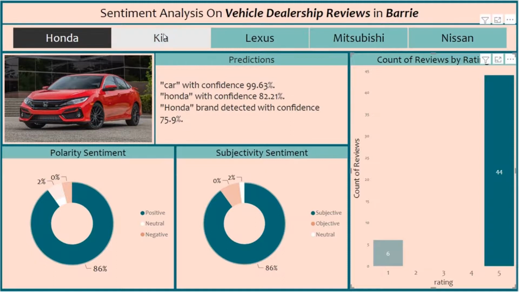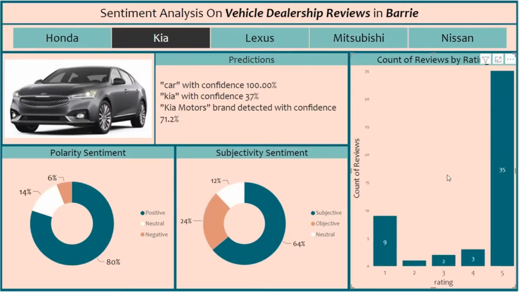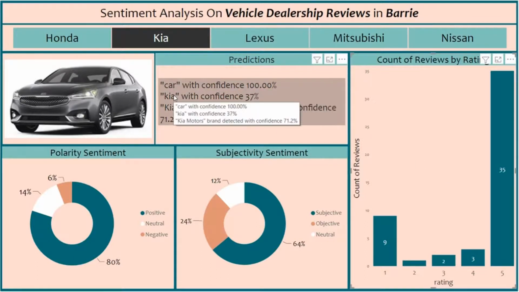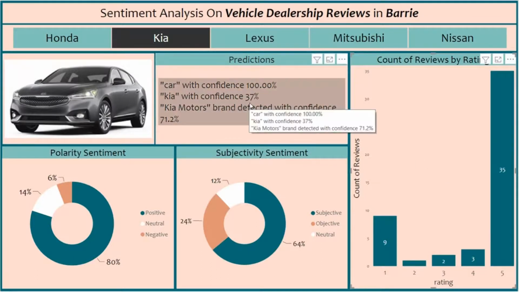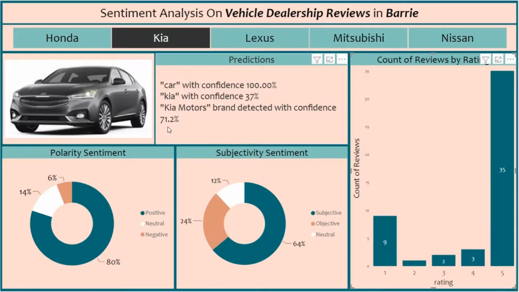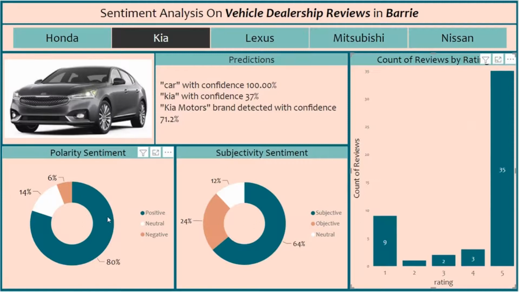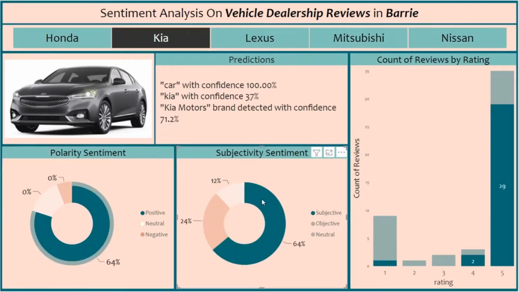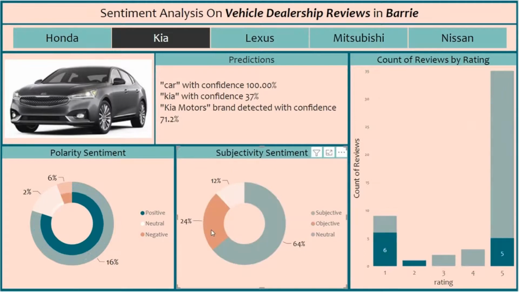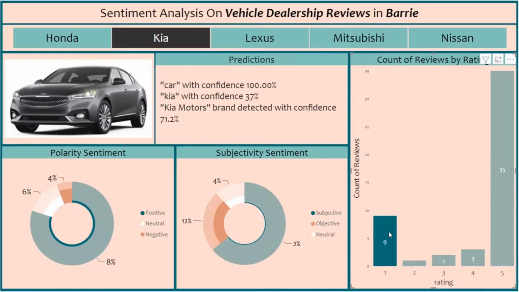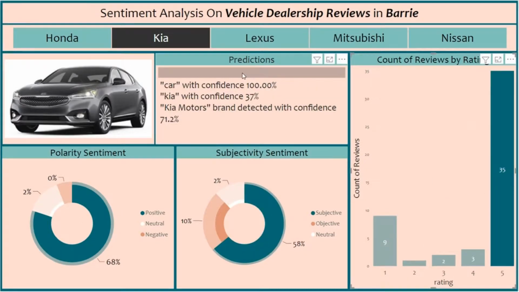If I click on the Kia, we have similar charts for Kia. We have 100% prediction for car for this image, 37% for Kia, and 71% as Kia Motors. For Kia, we have 80% positive reviews and 6% negative, and 64% subjective and 24% objective reviews. For these reviews, we have 9 reviews with 1 star and 35 reviews with 5 stars.